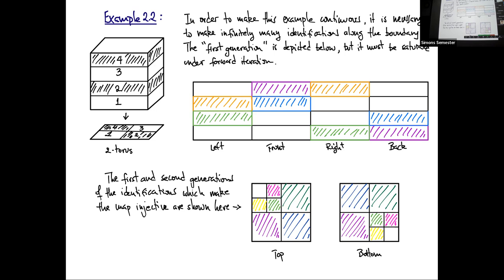And then you have to dynamically push these forward. Once you do it infinitely many times, they fill up the white rectangles with identifications that get more and more complicated. Then also the top and the bottom have to be fixed.